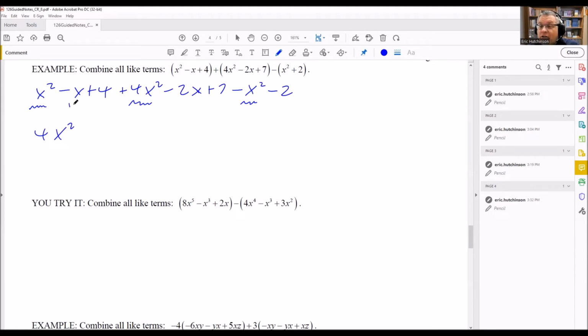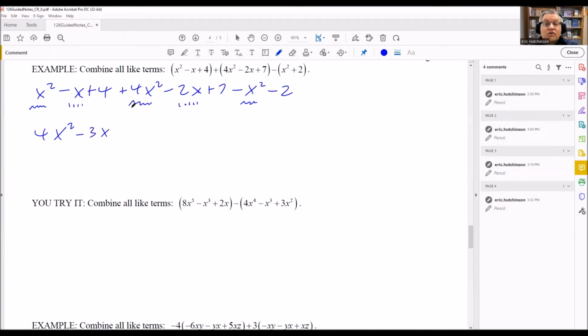All right, so now we've got the x terms. We have an x term here, and another x term here. So I have a negative x here and negative 2x. That's going to combine to give you negative 3x. So that takes care of those.